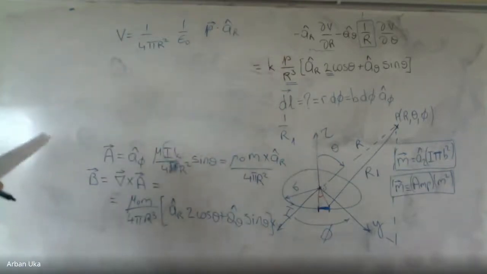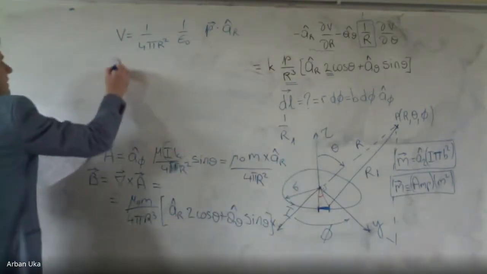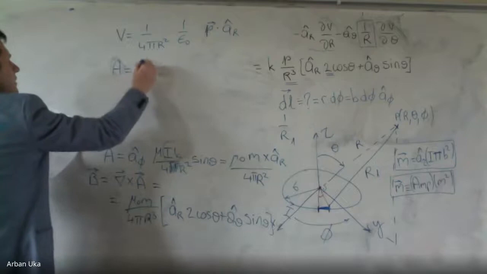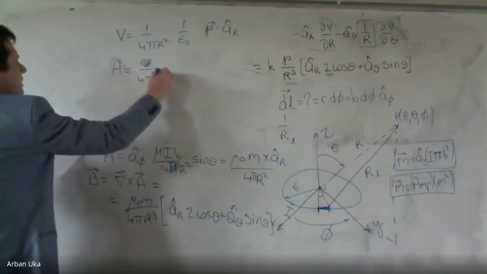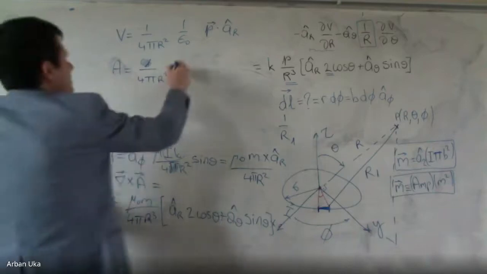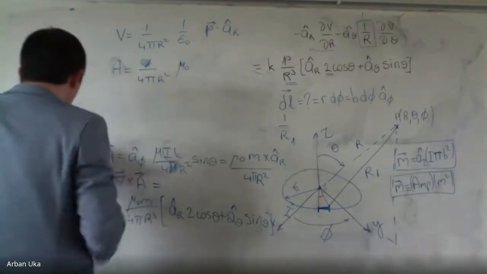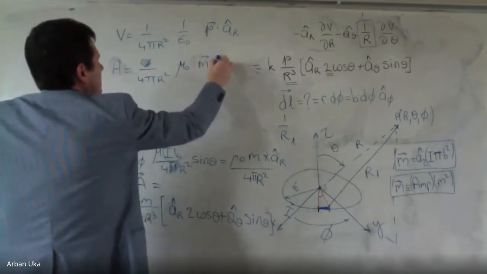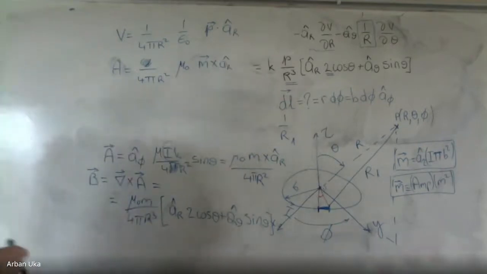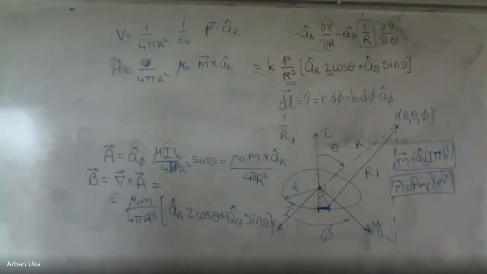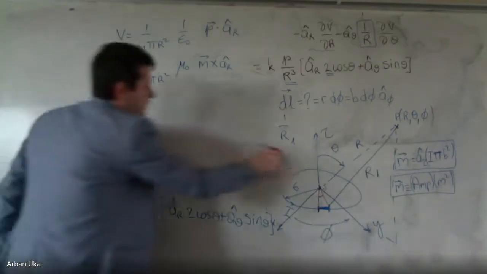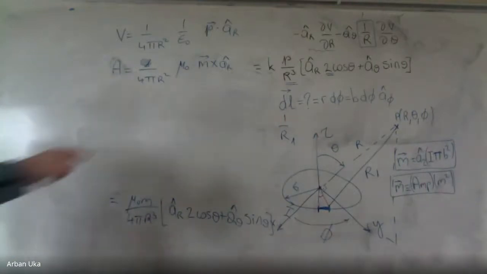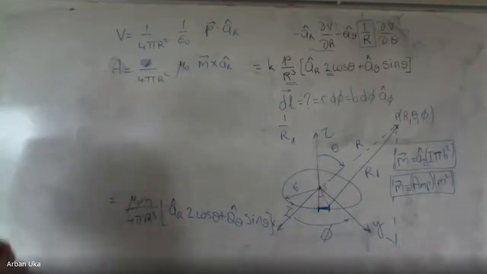So this is the scalar potential for the electric field, and the A is equal to 1 over 4 pi r squared times mu 0 times m cross a_r. The expressions look very similar to each other, only the 1 over epsilon 0 is substituted with mu 0. So 1 over the permittivity is substituted with the permeability.